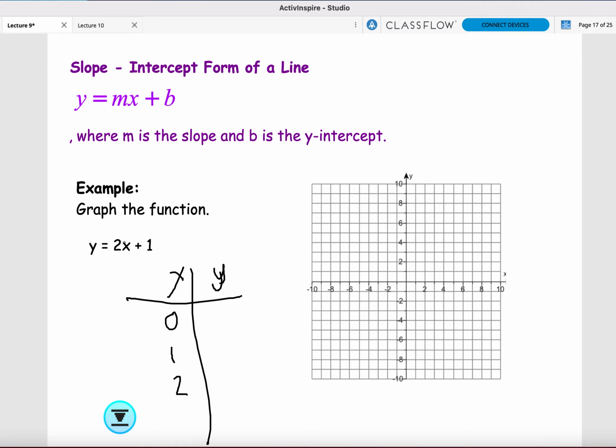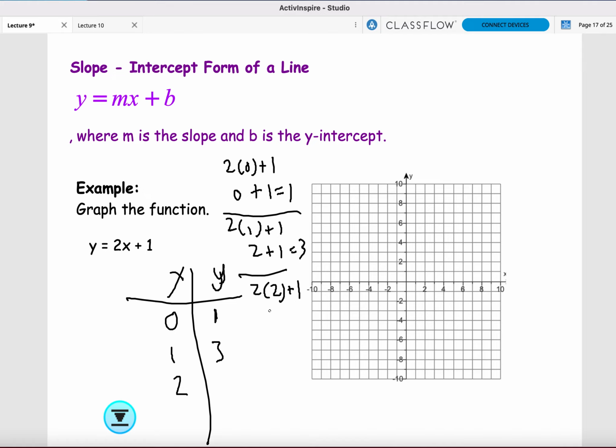So when x is 0, 2 times 0 is 0 plus 1 is 1. So you can show your work here. So 2 parentheses 0 plus 1 is 0 plus 1, which is just 1. That's the first one. And next is 1. It'll be 2 parentheses 1 plus 1. 2 times 1 is 2 plus 1, which is 3. And then x is 2. So it'll be 2 parentheses 2 plus 1, which is 4 plus 1 equals 5. So then we have our points. So it'll be 0, 1, right?